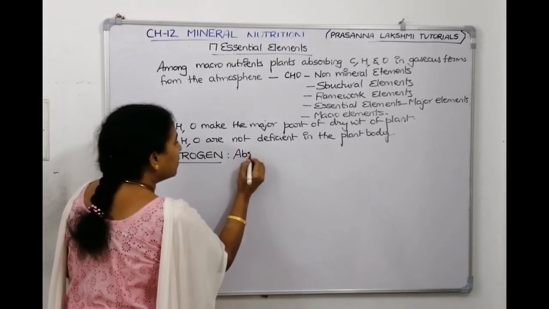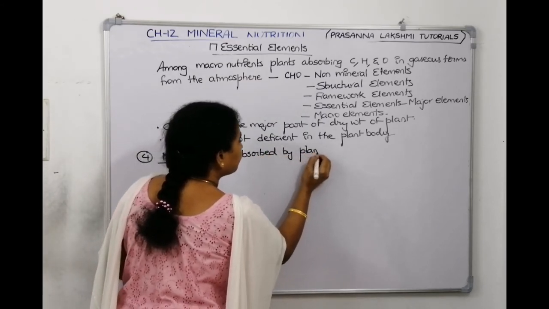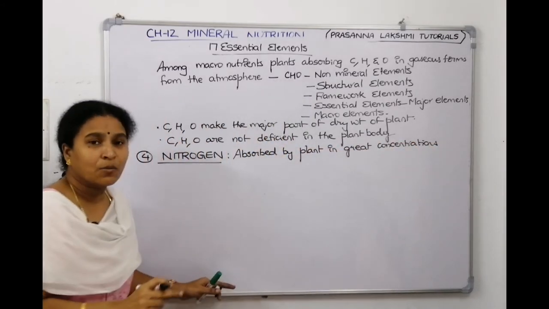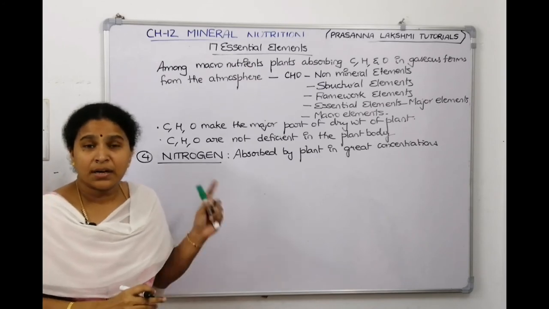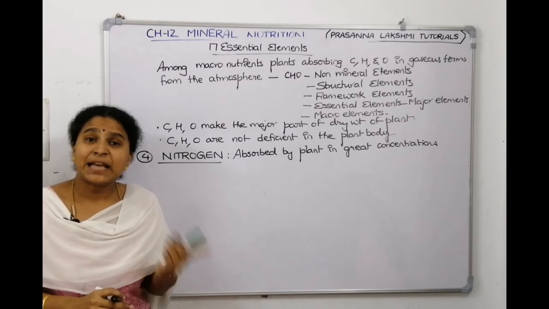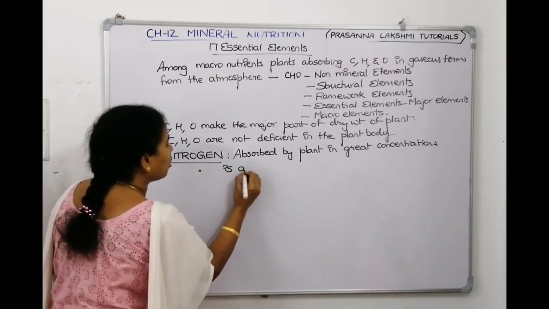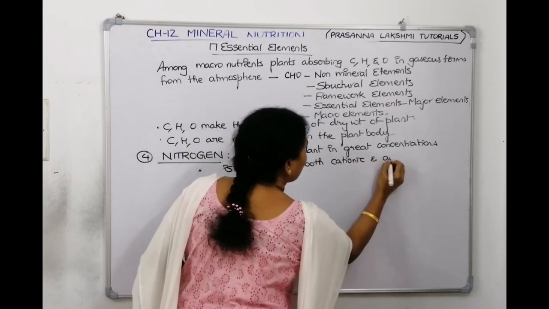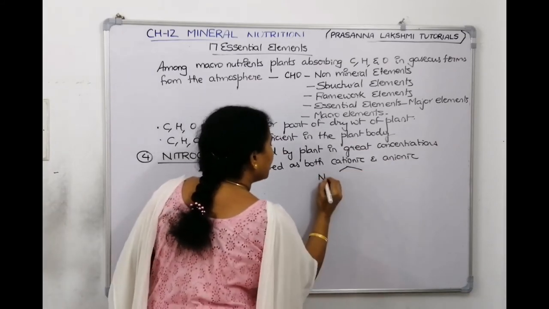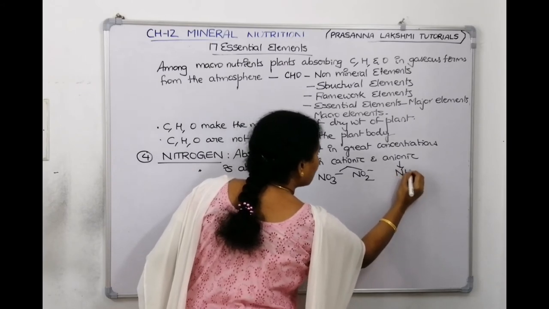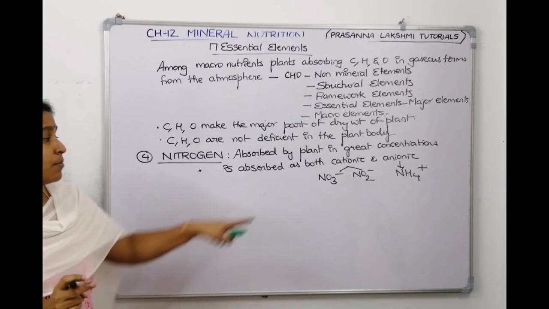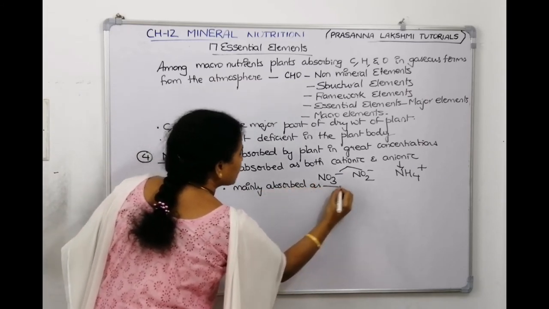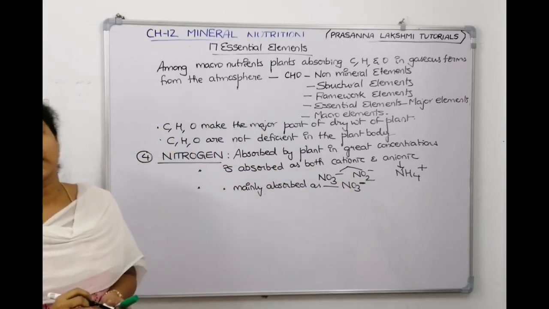Nitrogen is absorbed by plant in great concentrations. Plant requires this element in more concentrations. Understood? And we already discussed in the previous table that nitrogen is absorbed both as cationic form and anionic form. Now, what are the cationic forms? Tell me. NO3 minus and NO2 minus. What is that anionic form? Ammonium ion. But mainly it is absorbed as NO3 minus, right? Nitrogen is mainly absorbed as NO3 form.